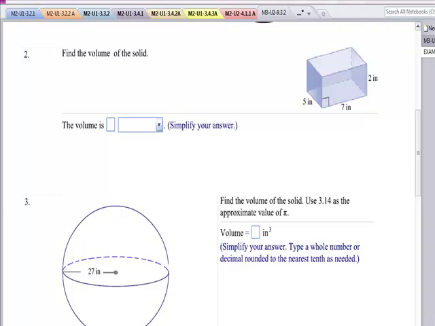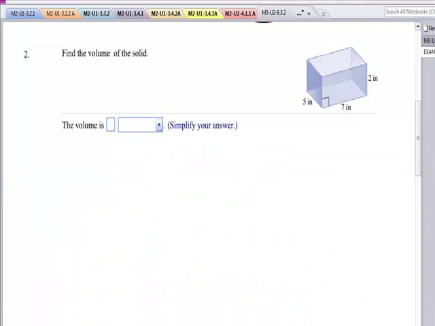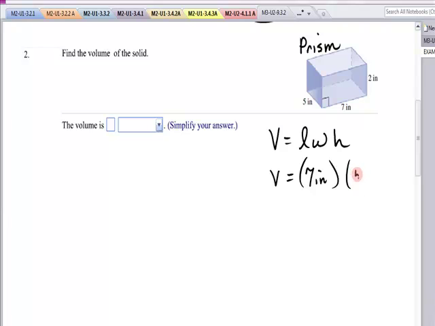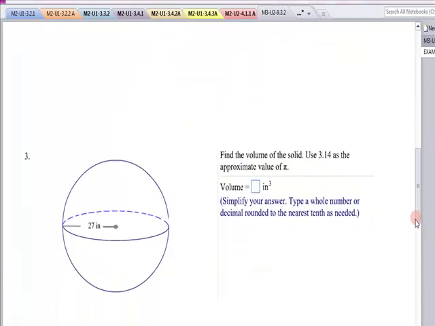Let's look at number 2. More of the same. This is a prism, which is a box, and it is length times width times height. So it is 7 inches times 5 inches times 2 inches. Once again, it doesn't matter about the order. So 7 times 5 times 2 gives us 70 cubic inches.